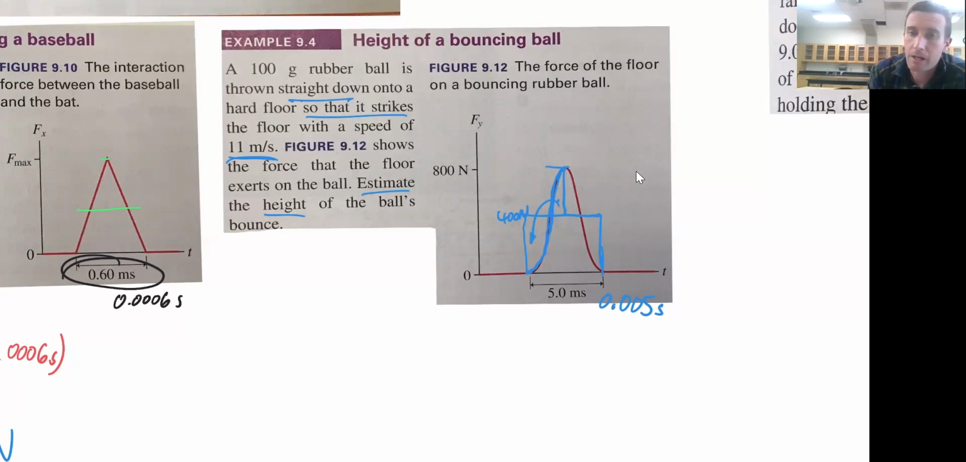So 400 newtons times 0.005 seconds will give me J, right? Now I need the height though. It strikes the floor with a speed of 11 meters per second.